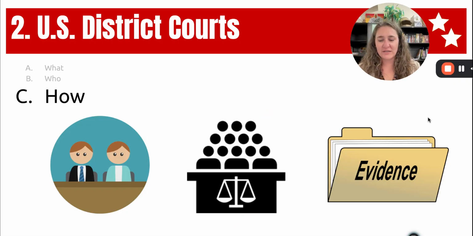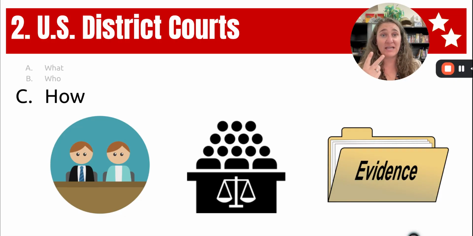Now, how it works at the district court level. This is kind of what most people think of when we think of courts in general, right? The U.S. district courts have what we call original jurisdiction on most federal cases. So they have the right to hear the case for the first time. Most federal cases are going to start here at these lower district courts, in the district where a crime has happened or a civil suit is brought.